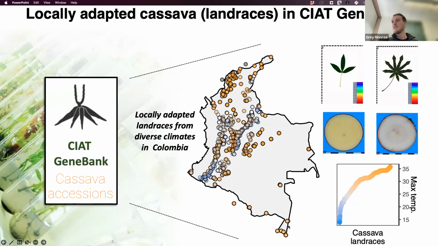I've drawn this little map. This is the country of Colombia, and each of these points represents one of the locations at which a cassava plant was collected that we're studying. The color tells us about the temperature. This is actually the maximum temperature experienced during the year. If you look at this little plot here, you can see that the difference in temperature is actually extraordinary. This is obviously in Celsius, but we have a 20-degree difference in the maximum temperature. So we have things that come from much colder environments and much warmer.